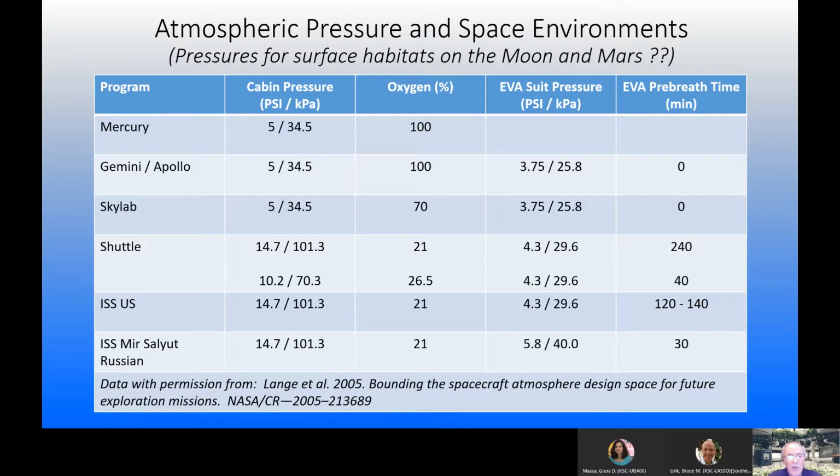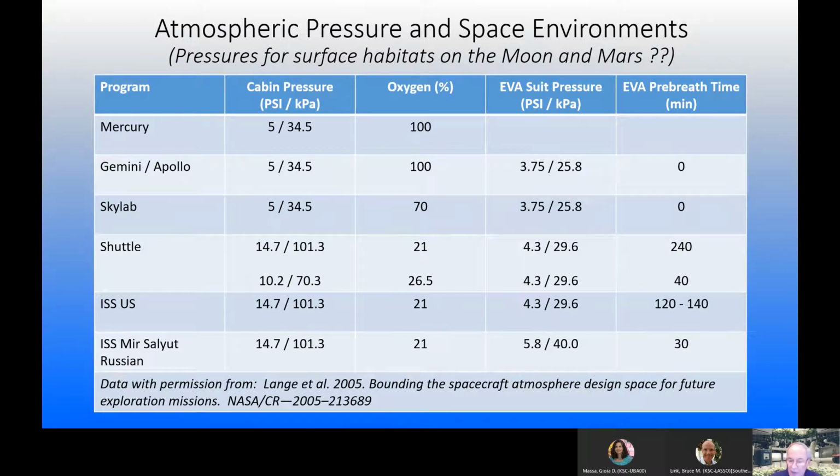Skylab and the Apollo missions were all at 1/3 of an atmosphere, different oxygen partial pressures. The shuttle and the ISS are at 1 full atmosphere and about 21% oxygen. Likewise, Mir, but maybe that won't be the case. And there's a lot of discussion for future habitats and lunar settings and at the Gateway that you'll hear about in other seminars in this series talking about these settings.